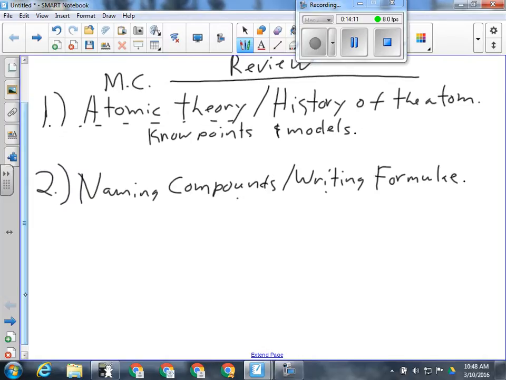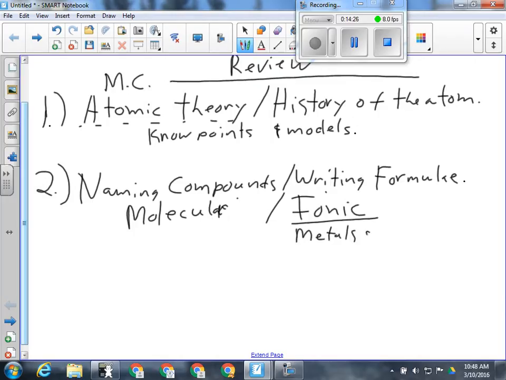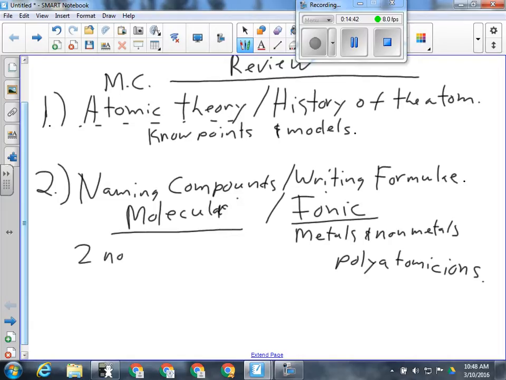the names and formulas. Remember that the big things there are the differences between the rules for molecular and ionic compounds. Ionic are metals and nonmetals, or polyatomic ions, right? As soon as you have a polyatomic ion, you know it's ionic. Whereas if it's molecular, we've got 2 nonmetals.